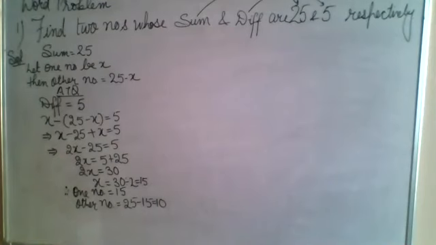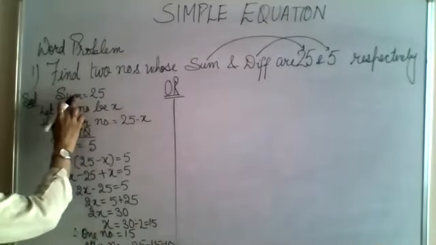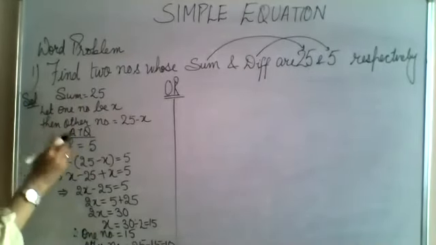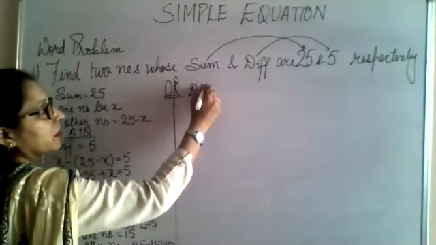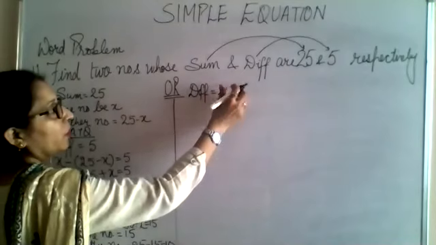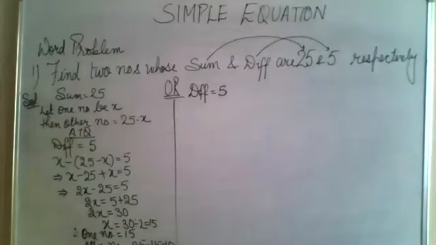We can do it by other method also. As we have taken numbers based on sum, we can take numbers based on difference also. Difference is 5. So definitely if difference is 5, it means one number is greater, other number is smaller. So let greater number be x.